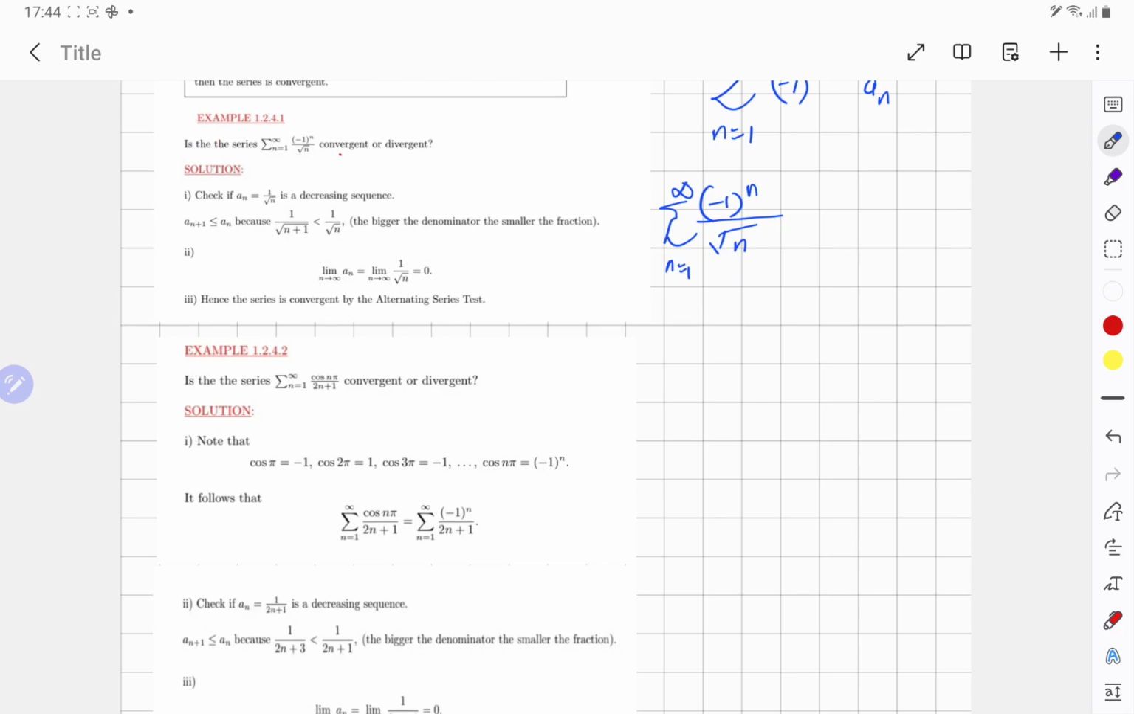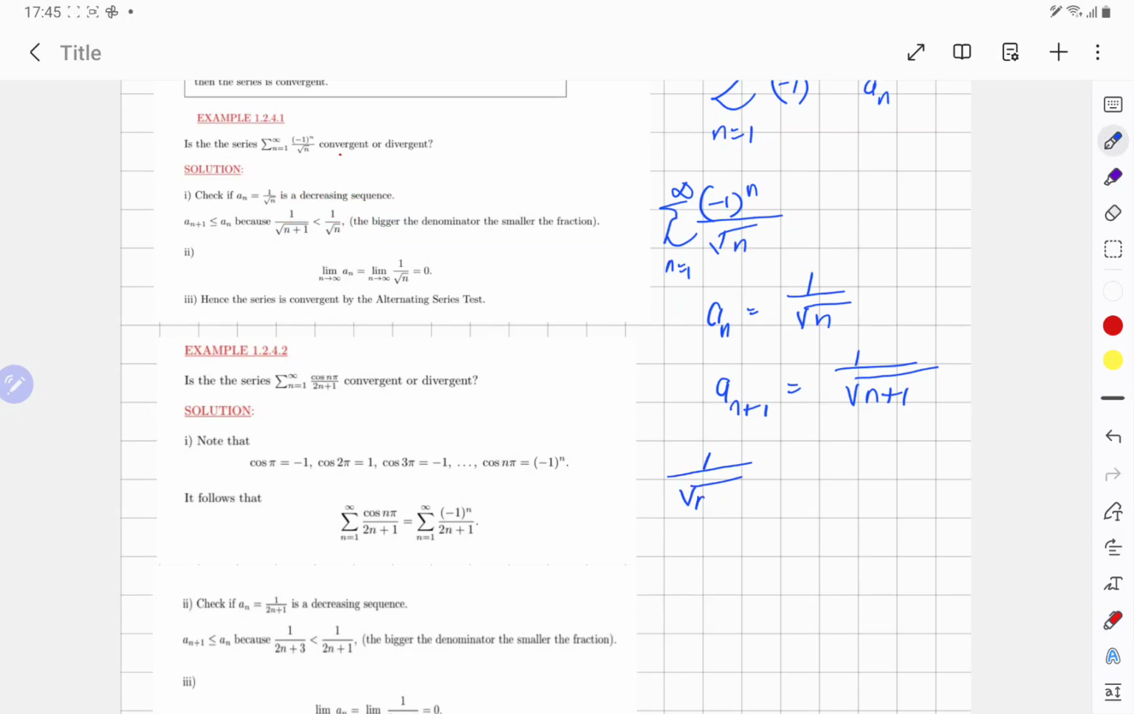Just make 100% sure you are familiar with this. For a_(n+1), you replace n with n+1. I often see that students do not know this. Now you have a_(n+1) less than a_n, and you want to see if it is true. You can use what I've said here: remember, the bigger the denominator, always the smaller the fraction if your numerators are the same.